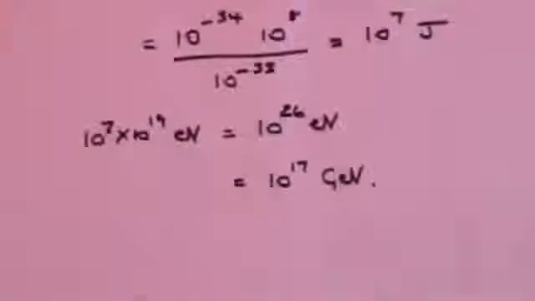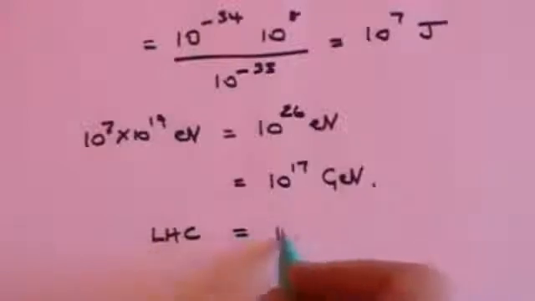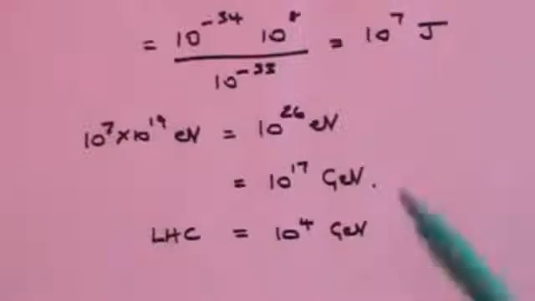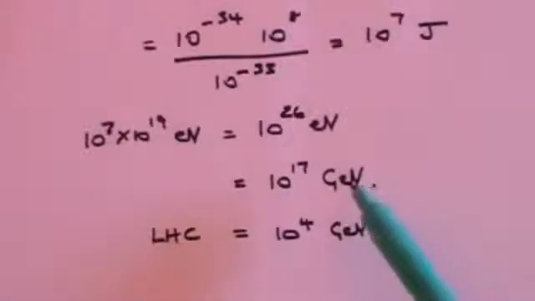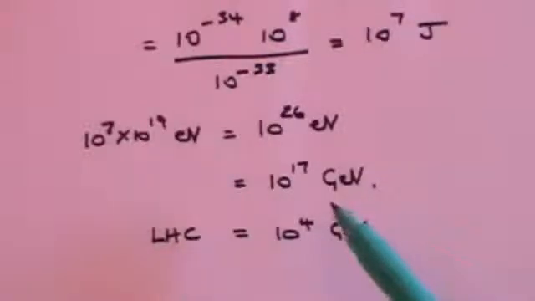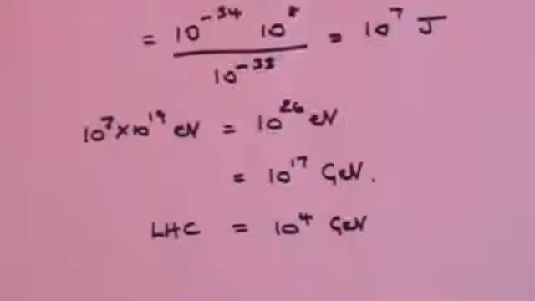Now, if I tell you that the Large Hadron Collider, when it's working at its peak, will have something of the order of 10 to the 4 GeV, you can see that it's a long way short of the 10 to the 17 GeV that I have calculated, which would be the conditions fractionally after the Big Bang. In fact, if you do the calculations, you often find that the energy is calculated at more like 10 to the 15 GeV, but look, you know, what's a couple of orders of magnitude between friends?